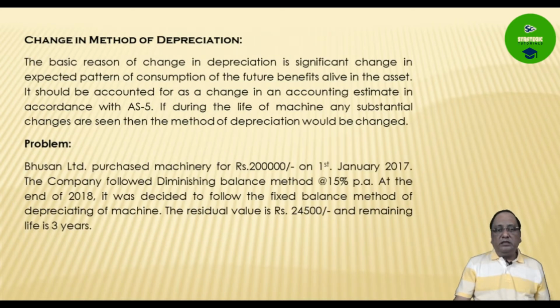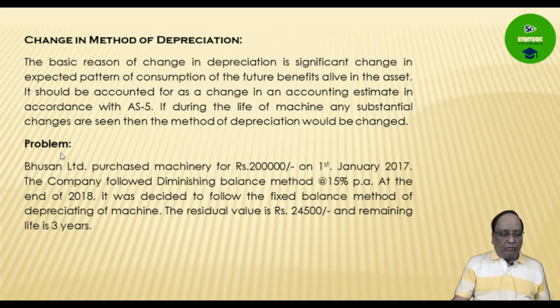First is changing the method of depreciation. The basic reason for a change in depreciation method is a significant change in the expected pattern of consumption of the future benefits embodied in the asset. It should be accounted for as a change in accounting estimate in accordance with AS 5. If during the life of the machine any substantial changes are seen, then the method of depreciation would be changed.